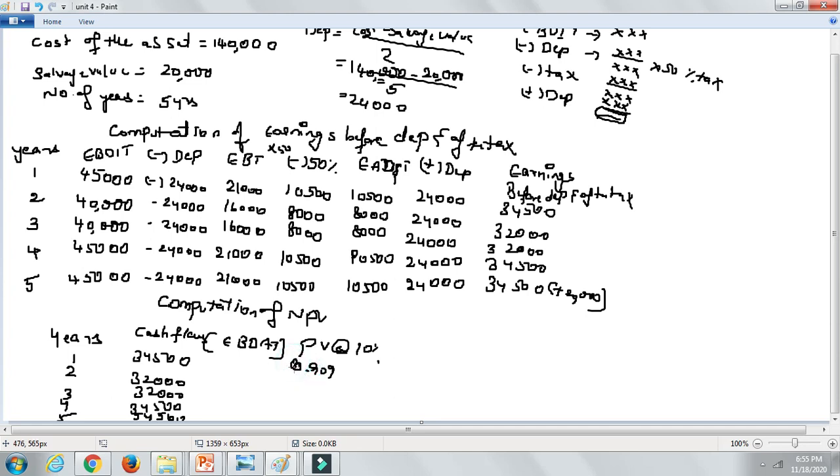0.909, okay, 0.826, 0.751, 0.683, 0.621. If you calculate this, you are going to get total PV: 31,361, that is 34,500 into 0.909. Next 26,432. Next 24,032, 23,564. Next 33,845.